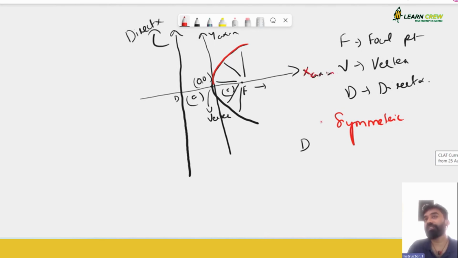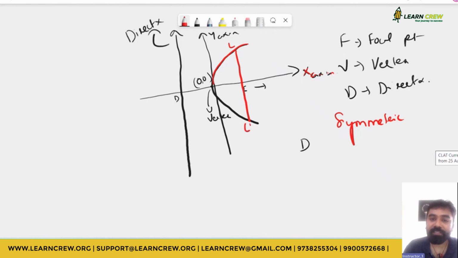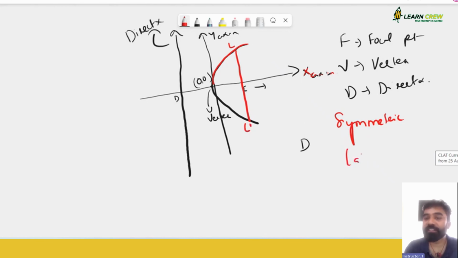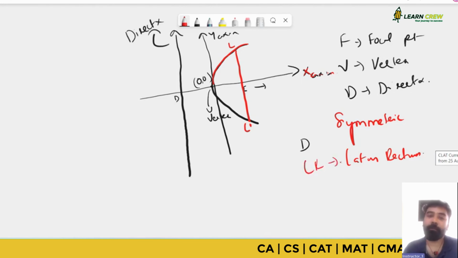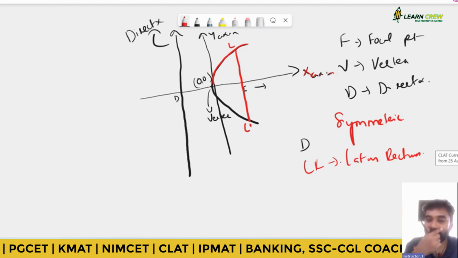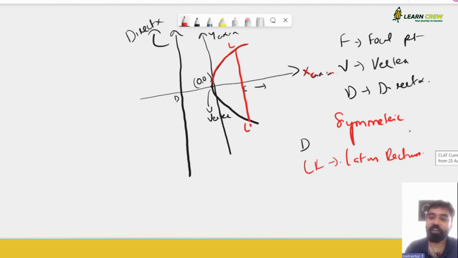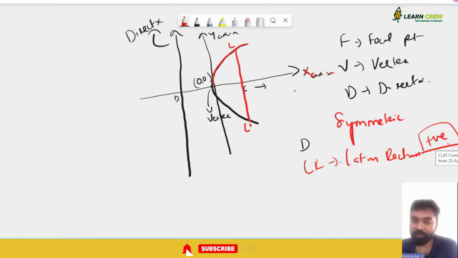Now, a line passing through the focal point and meeting the parabola at two different points, let it be L and L dash. This is called the latus rectum, LR. You can just take LR as the short form. This is also the length of the latus rectum. They might ask you a question, what is the length of the latus rectum. The length of the latus rectum is always going to be a positive value. It cannot be negative.